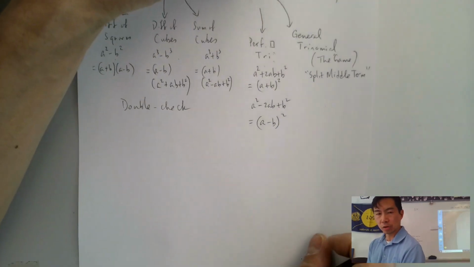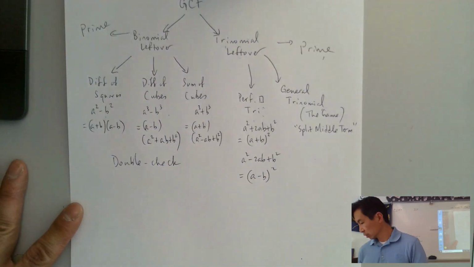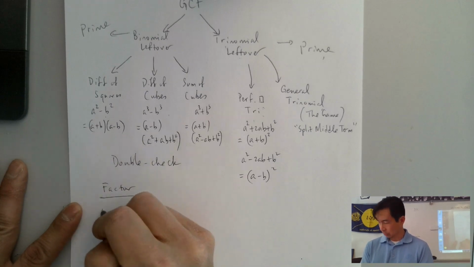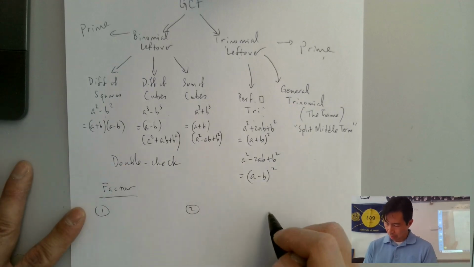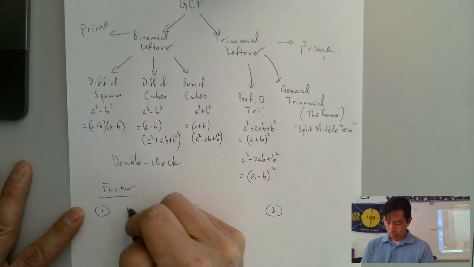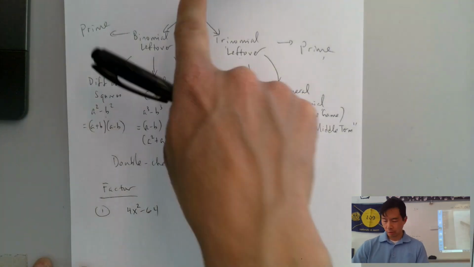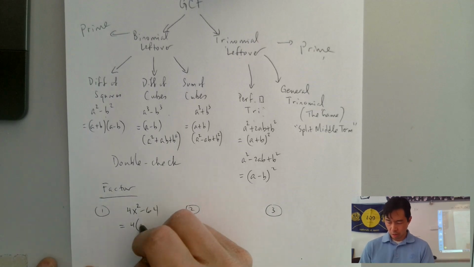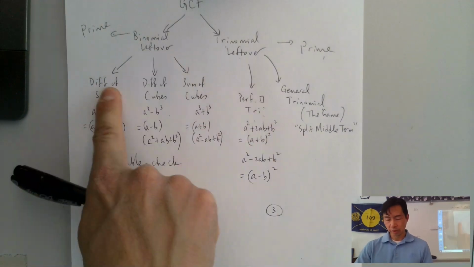Okay, so let's do some examples of these two-step factoring polynomials. First, we'll do some binomials. Four x squared minus 64. So first, I check for GCF. There is one. It's 4. Then I check the leftover. Is it one of these?